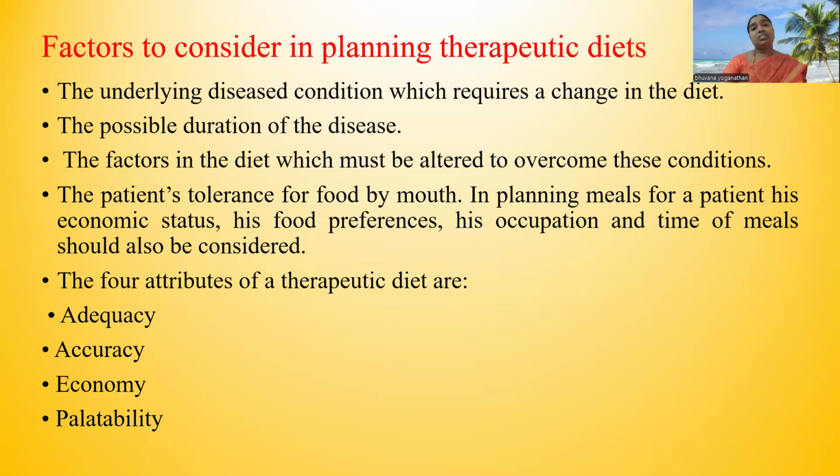Coming to the factors to be considered while planning therapeutic diets: the underlying disease condition which requires a change in the diet, and the possible duration of the disease, should be known. Factors in the diet must be altered to overcome these conditions. The patient's tolerance for food by mouth in planning the meal, his economic status, his food preference, his occupation, and the time of meal should all be considered. Four attributes of therapeutic diets are adequacy, accuracy, economy, and palatability.